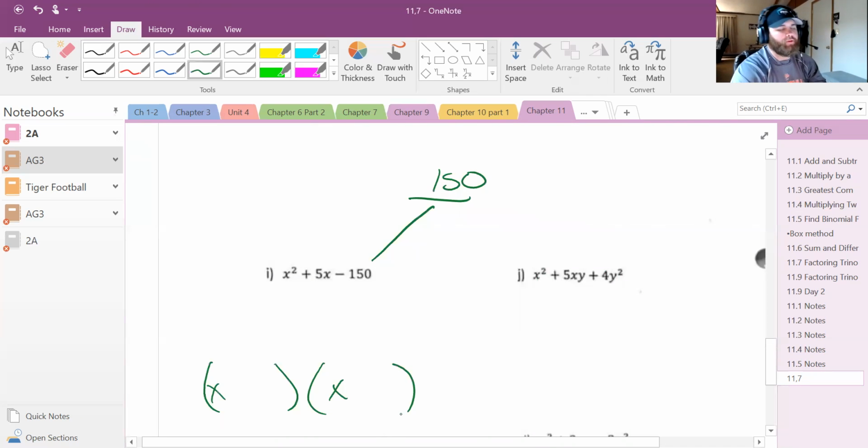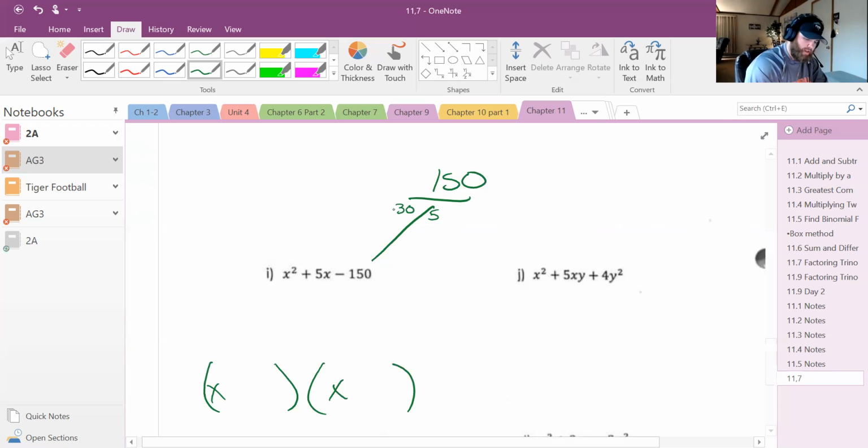Okay, what are the factors of 150? Well, we're not going to use 1 and 150. Shocker. Okay, so what are some other ones? 150 divided by 5 is what? 30 and 5? Can 30 and 5 get me to 5? No, but we can write it. Okay, what about this? What's 150 divided by 15? Does it go into it?